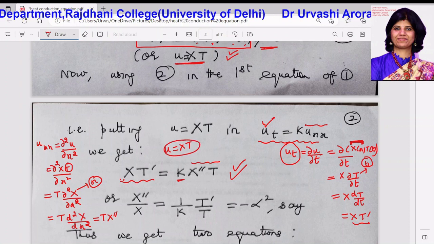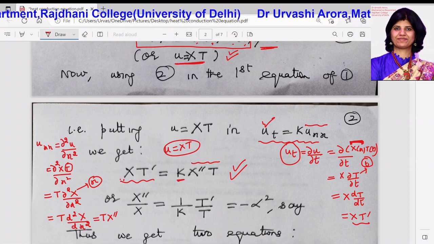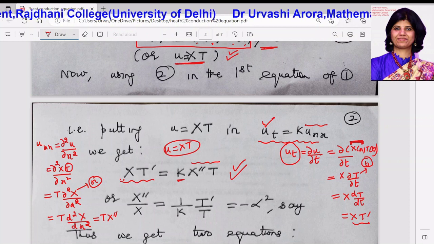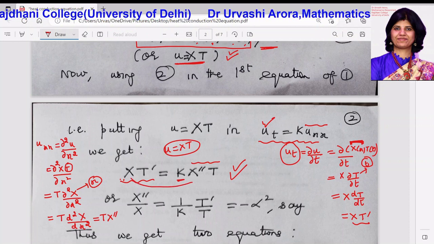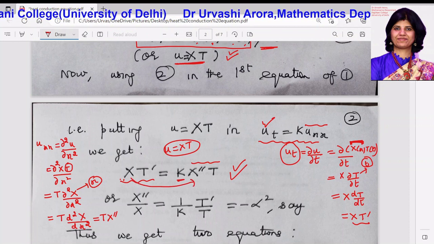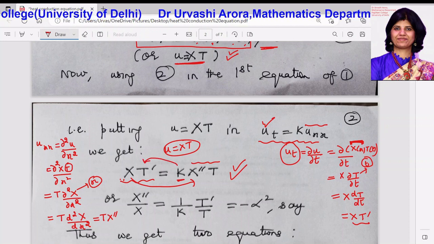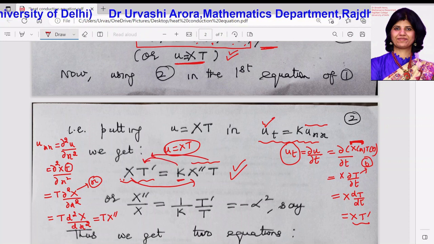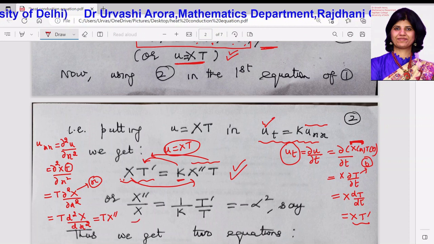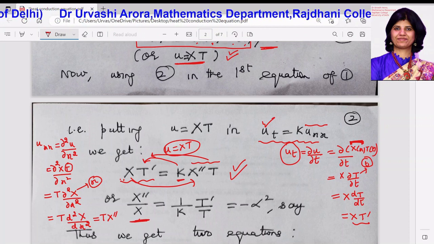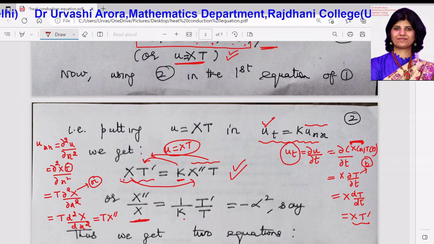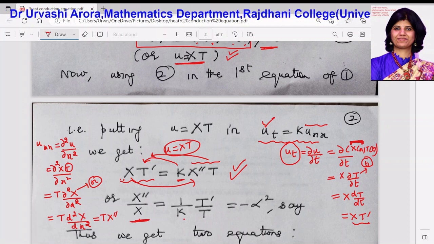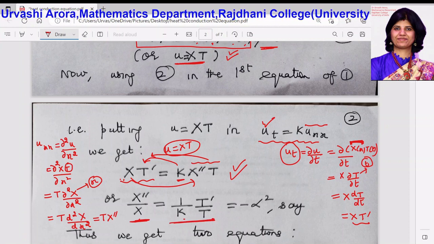And now, bringing the terms of x on one side and bringing the terms of t on one side. So, we divide by capital X over here, and here we bring k on this side and we bring T on this side. So, this equation becomes X double dash by X, all the terms of x are on one side, is equal to 1 by k T dash by T, and these are the terms involving small t.